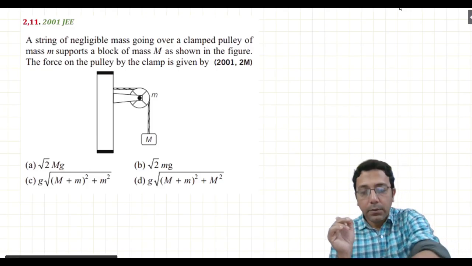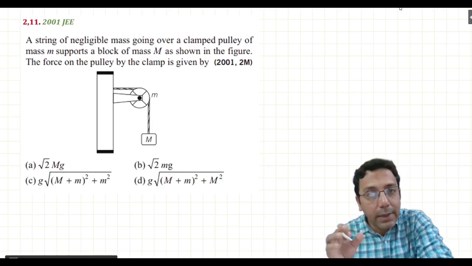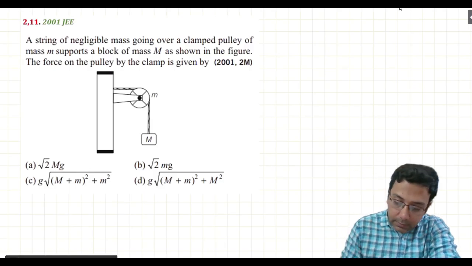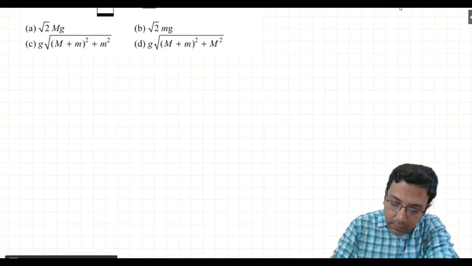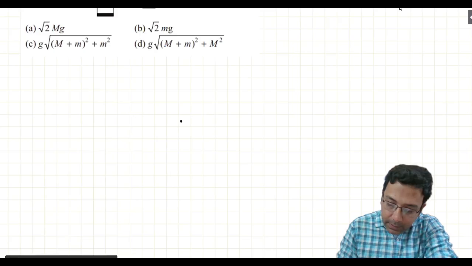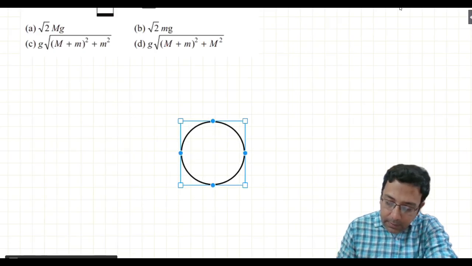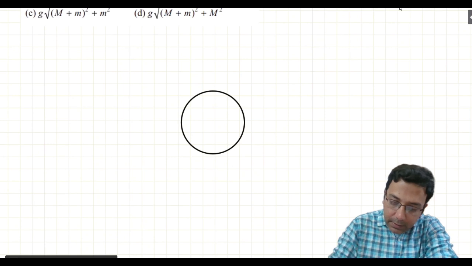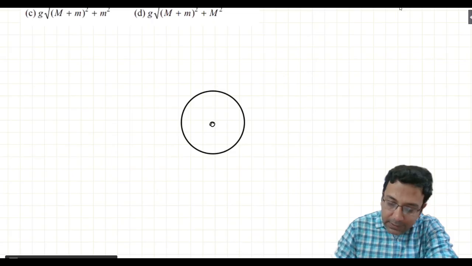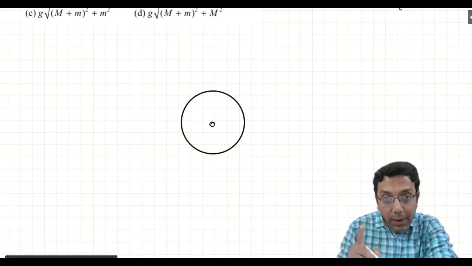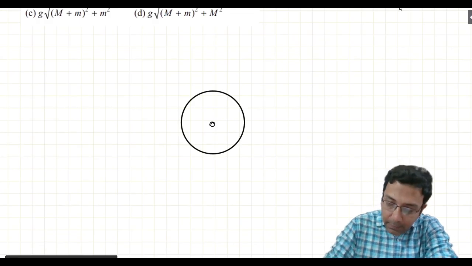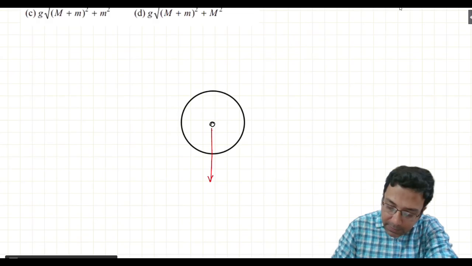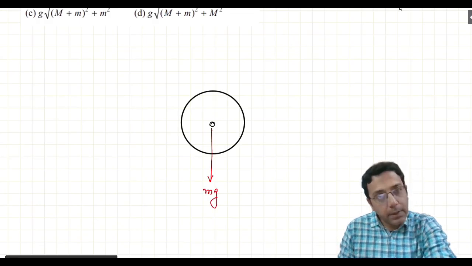So the reaction force: let me draw the free body diagram of the pulley alone. If I just draw the pulley, let's say this is the pulley, and I'll mark a center for this. First I'll mark the mg. The small m is the mass of the pulley, and capital M is the mass which the pulley is supporting. So small mg will be down. That is my first consideration.